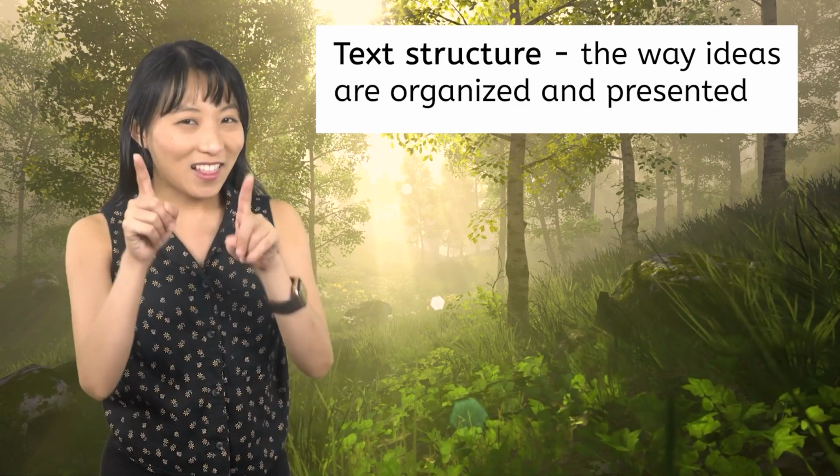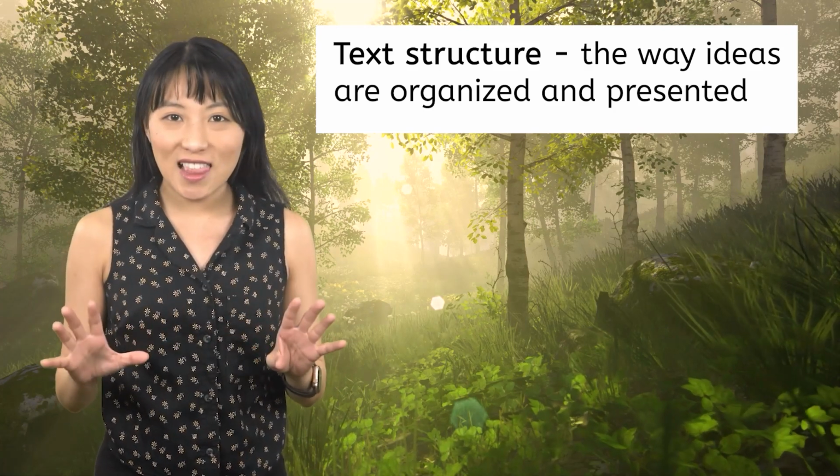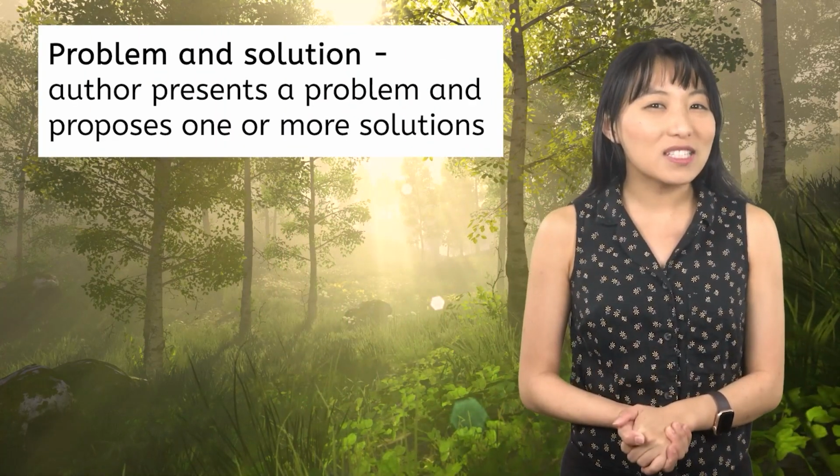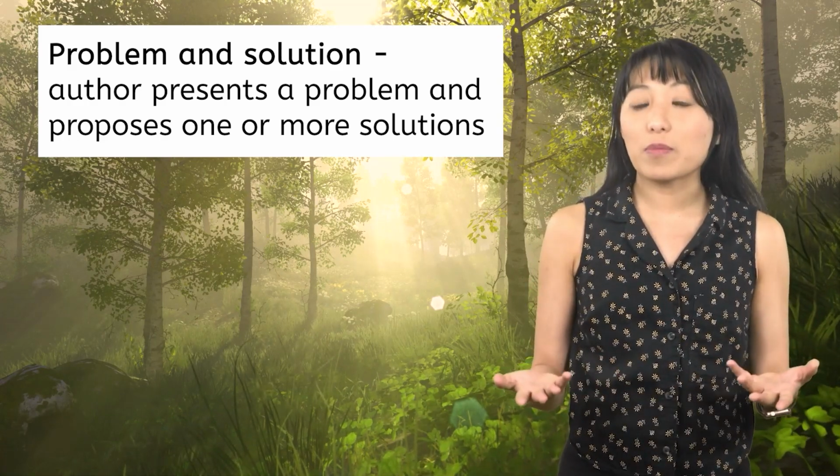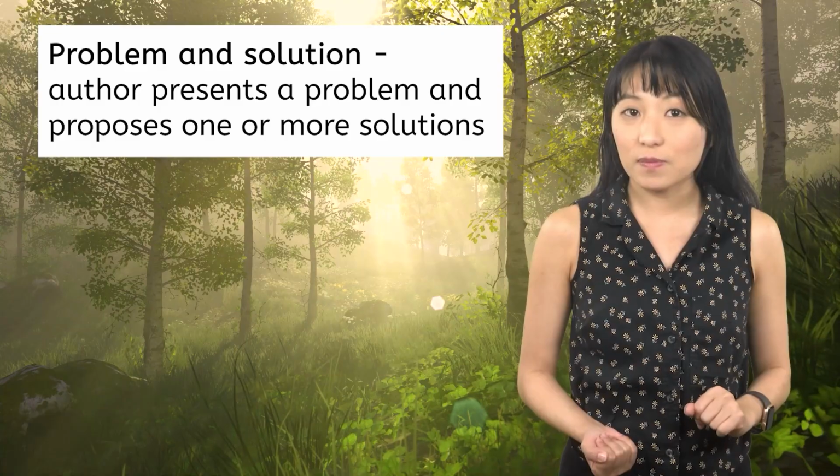Now, let's take a look at our wilderness dilemma. Looks like I have a problem. Eventually, it's going to get dark, and I don't have a tent, so I need to build a shelter. If I were to use rhetoric to address this issue, I think I'd need to use a problem and solution text structure. With this structure, the author presents a problem and proposes one or more solutions.